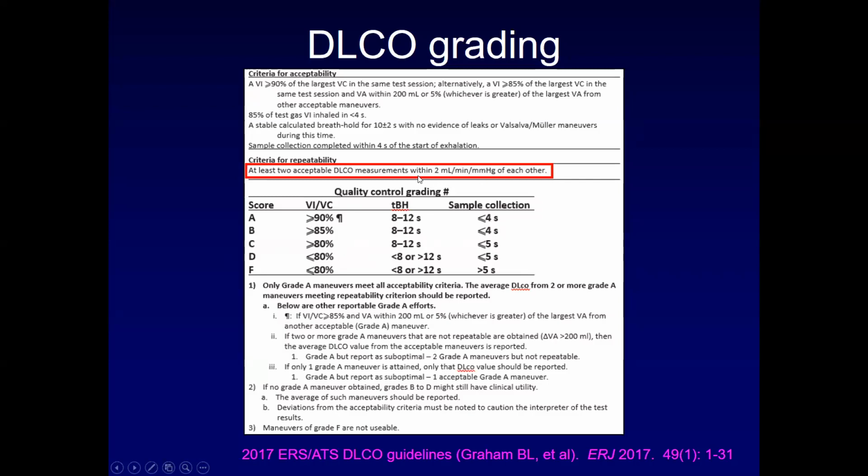So when you're comparing tests from one patient to another, from one time to another, if you've got a D test one time and an A test the next time and the numbers are vastly different, it may not be because the patient's physiology has changed. It may just be that the collection of the data has changed.